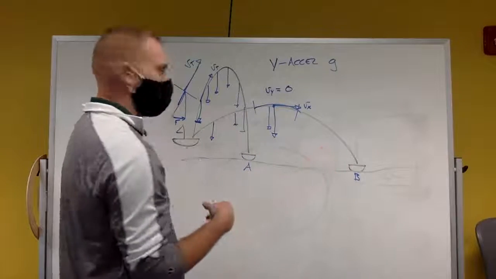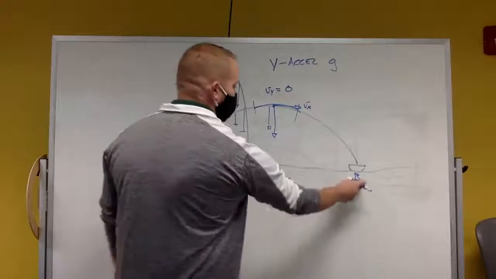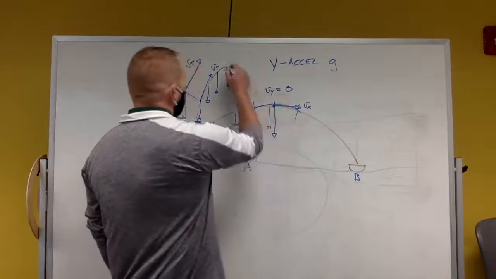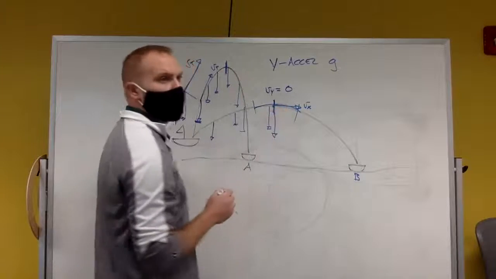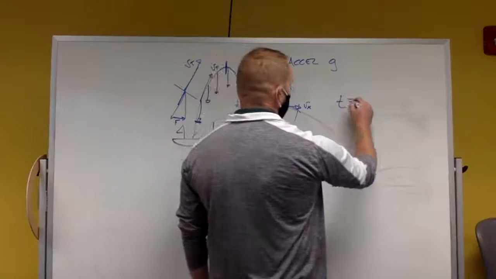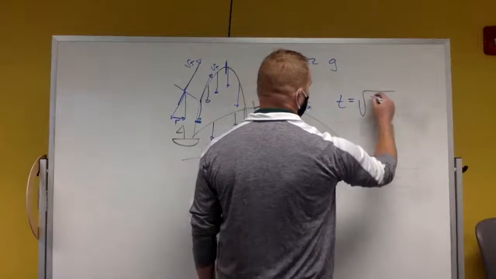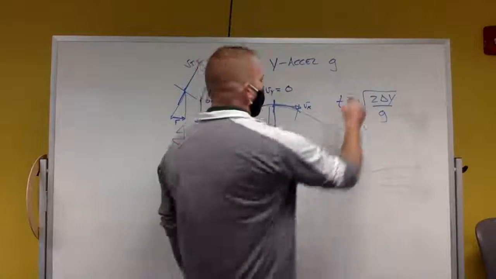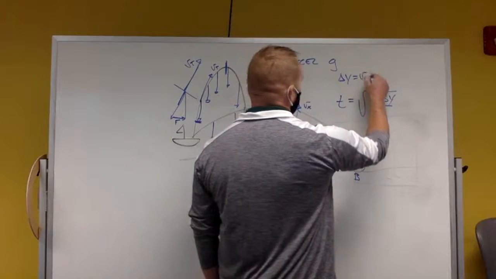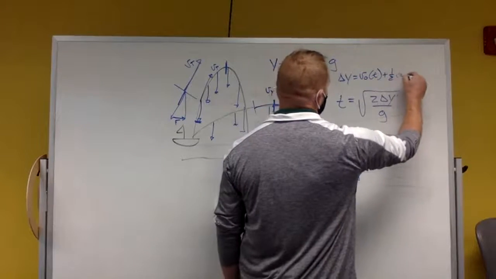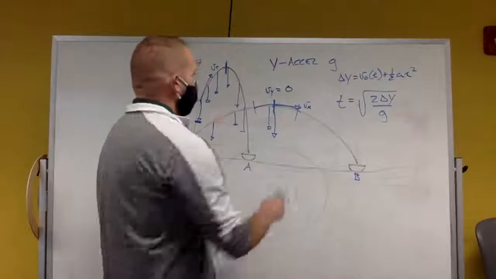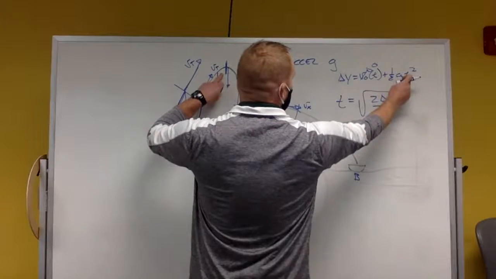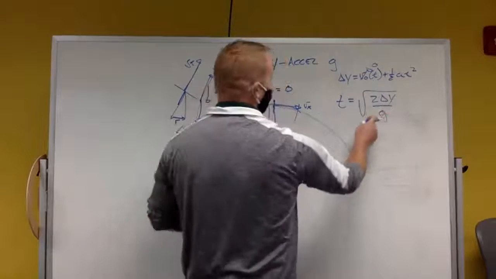Which boat gets hit first? Boat B gets hit first. Why? Because of the time it takes to go up. If we cut the problem into cliff problems, the time is equal to the square root of 2 delta y over g, by this equation: velocity initial times time plus 1/2 a t squared. In a cliff problem, the initial velocity is 0, so then time is the square root of 2 delta y divided by g.